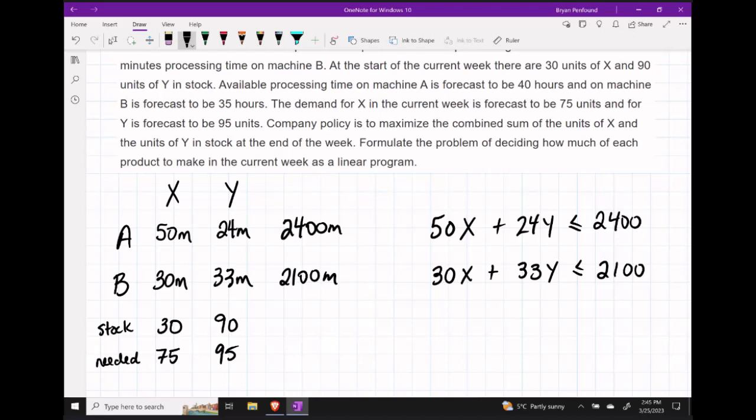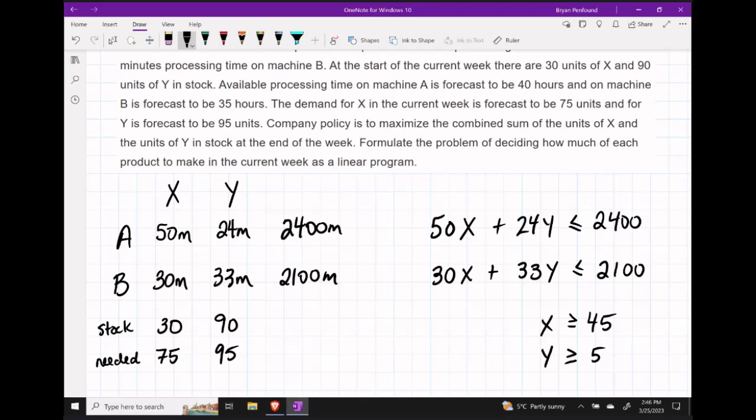For unit X, if we're forecasting a need of 75, we probably should make sure that we make those 45 units that we're missing. Now, I could make extra, but I want to make sure that I at least hit the forecast of 75. And similarly for Y, the only difference here is that we have 90 in stock, we need 95, so we better make sure we produce the missing 5 units that we have forecasted for unit Y.